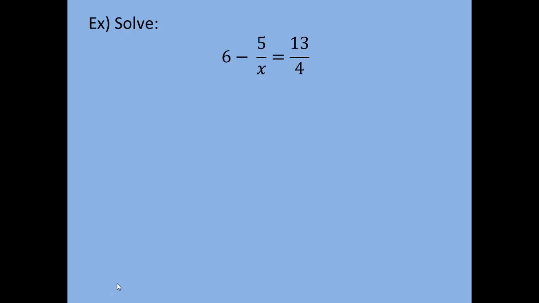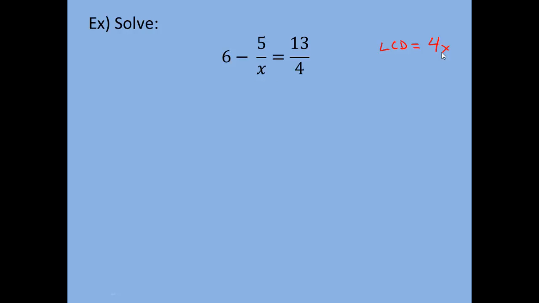We want to solve the equation 6 minus 5 over x is equal to 13 over 4. Well, first you want to analyze that it's a rational equation. So it's got an equal sign and it's got fractions in it, so that tells you it's a rational equation. And you want to look for an LCD. In this case, you're looking for the LCD of all the fractions that appear. In this case, we only have 2 fractions, so the LCD between 4 and x is 4x.